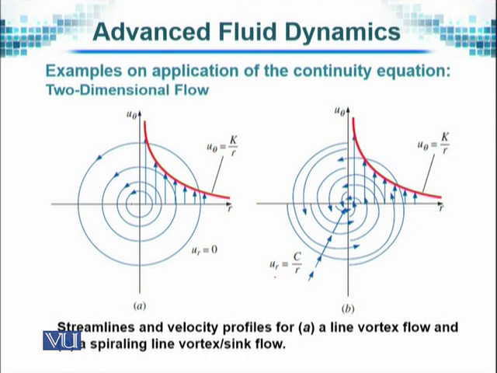If f is equal to some absolute constant, then in that case ur will have some value c over r, and u theta is equal to k over r. If we give some values to it, then as we draw it, what we get is a spiraling line vortex, or what we call sink flow. In our kitchen, for example, if the water is flowing down into the sink, we see this kind of motion. So this is another example of a different type of circular flow which satisfies the continuity equation.